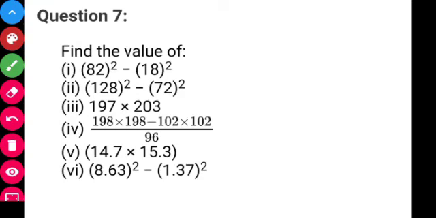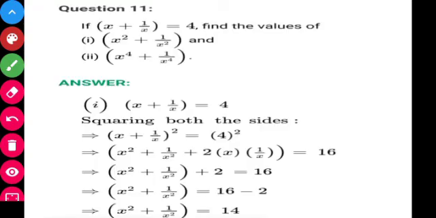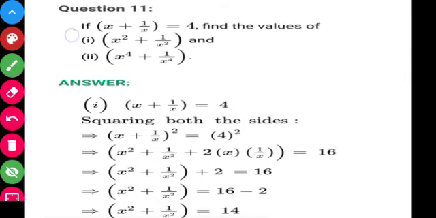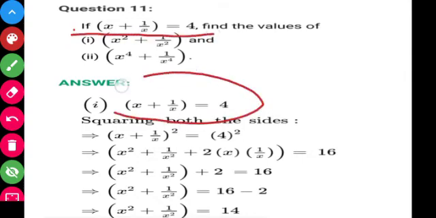Now next, question number 11. It is given, if x plus 1 upon x is equal to 4, then find the values of x square plus 1 upon x square and x to the power 4 plus 1 upon x to the power 4. First you write whatever is given. So given x plus 1 upon x is equal to 4.